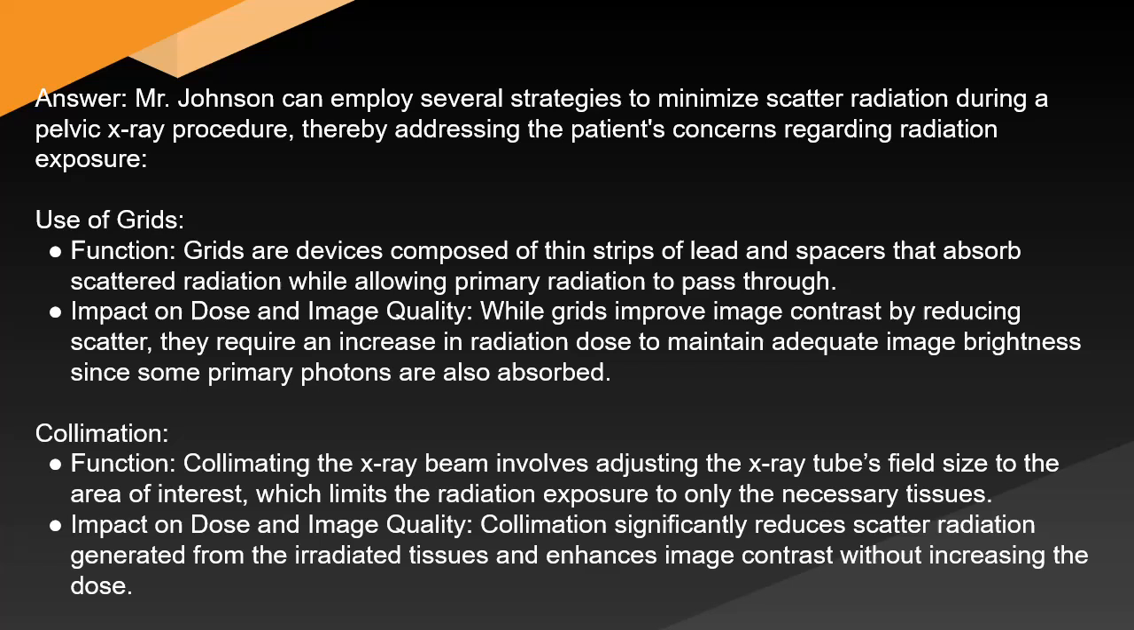Collimation. Function: Collimating the X-ray beam involves adjusting the X-ray tube's field size to the area of interest, which limits the radiation exposure to only the necessary tissues. Impact on dose and image quality: Collimation significantly reduces scatter radiation generated from the irradiated tissues and enhances image contrast without increasing the dose.